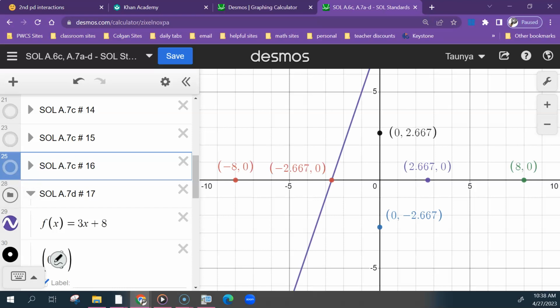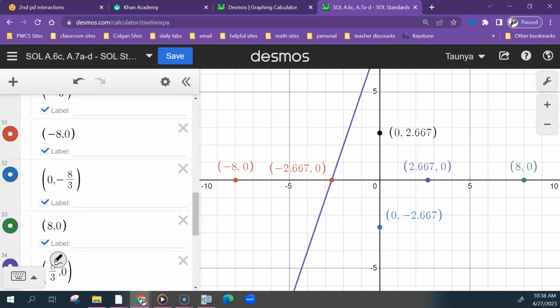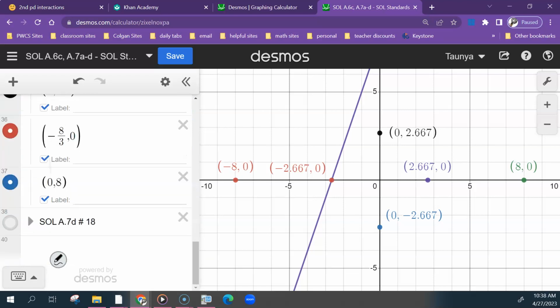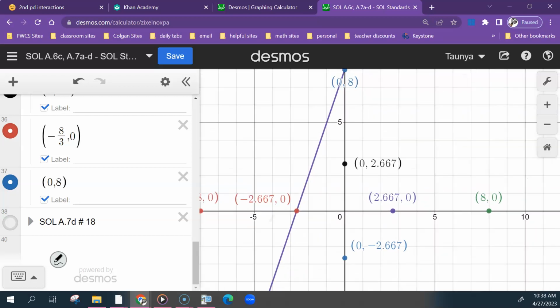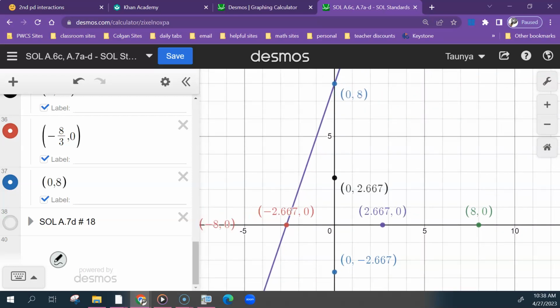Okay, so what I did is I put in the original function, and I start putting in all the values. So if I want to do it that way, I would be looking for the ones that are on this, and (0, 8) and (-2.67, 0), or negative 8/3, were the two. So D was that answer. You could have also just looked at it and said, okay, my y-intercept is 8, my x-intercept is like negative 2 something, and figured out which one matches that.